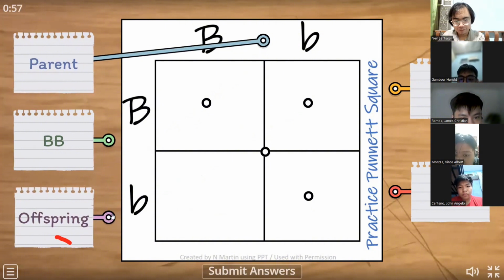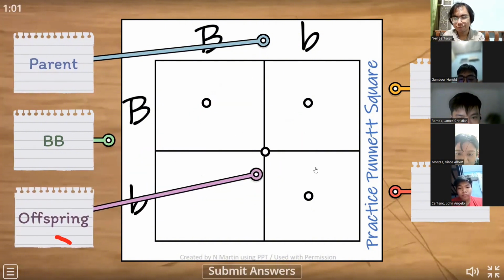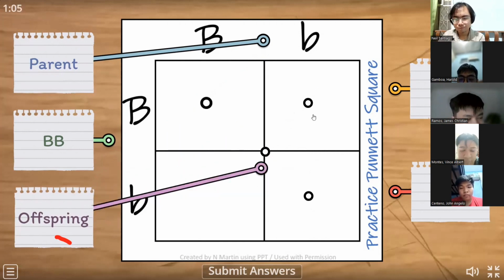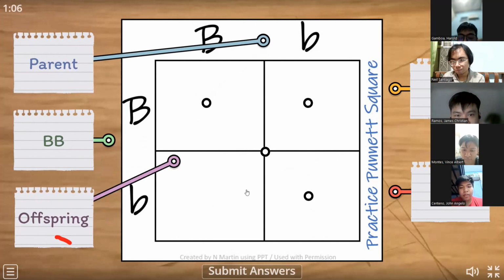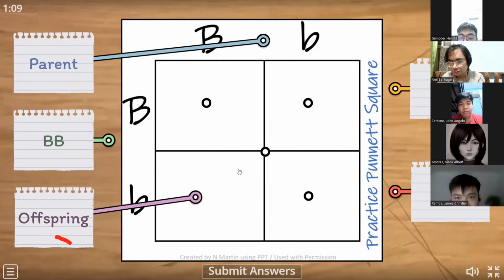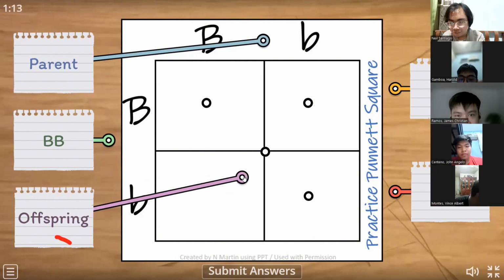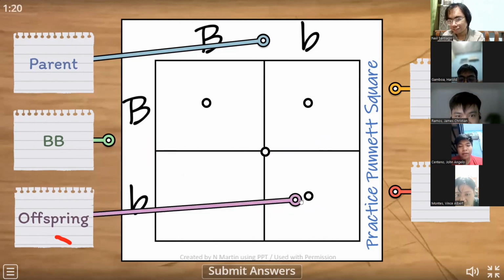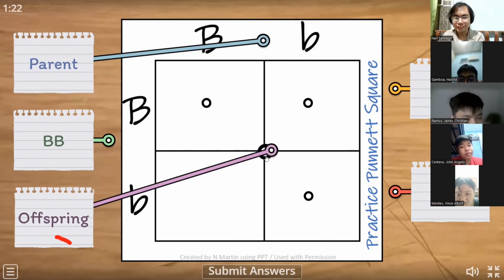Yeah. How about the offspring? Where should I attach it? Anyone? Mid. Okay. Who answered? Me, sir. Where will I attach this offspring? In the middle. Okay.